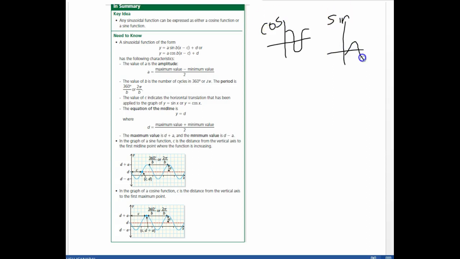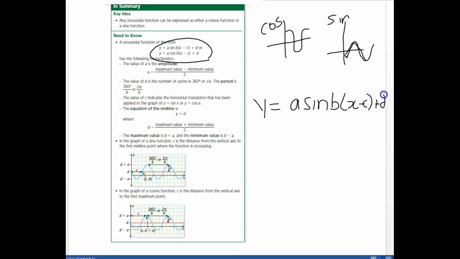And this is what sine is. Okay, so the equations that go with them are right here. They're really important, and they tell us all the pieces that go with it. So we have y equals a sine b, x minus c, plus d. Okay, and each of those things means something. So a is our amplitude.